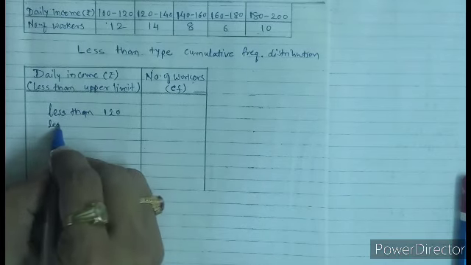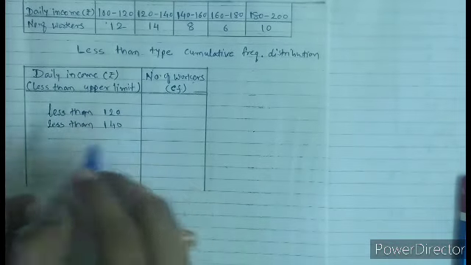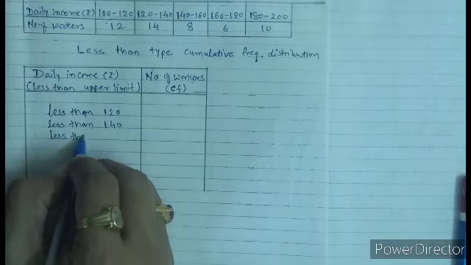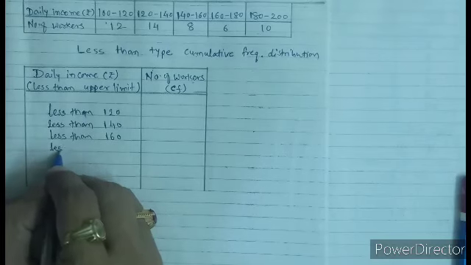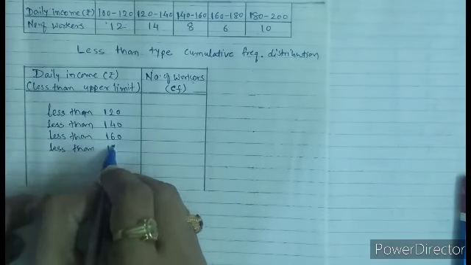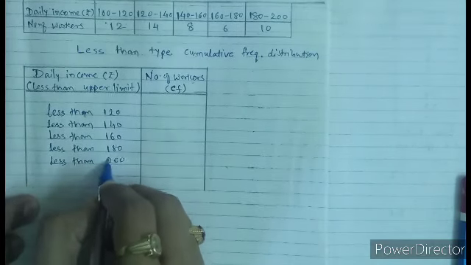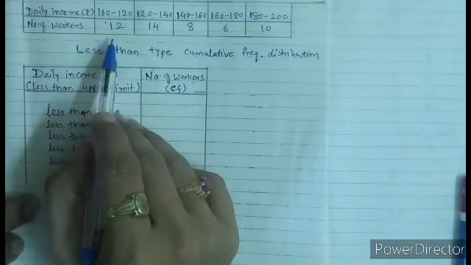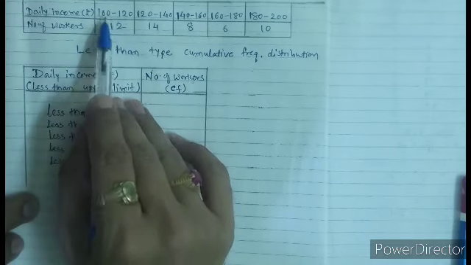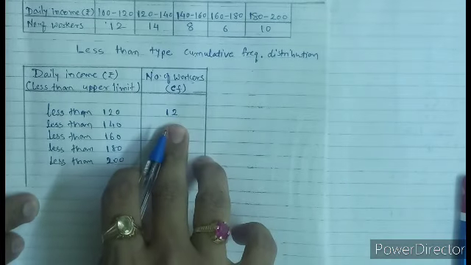Then the second will be less than the upper limit of class 2, which is 140. Then we will write less than 160, the upper limit of class 3. Then less than 180 and finally less than 200, which is the upper limit of the last class. Now we have to get the number of workers. Check the question. Here the number of workers for the class 100 to 120 is 12. It means less than 120 there are 12 workers. So for less than 120 the number of workers is 12.